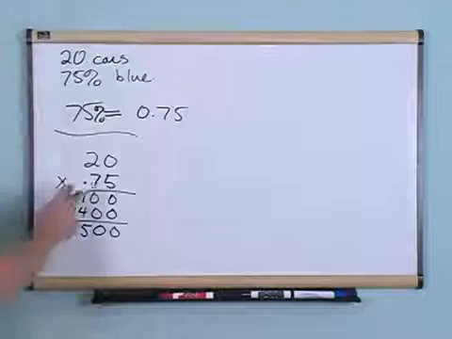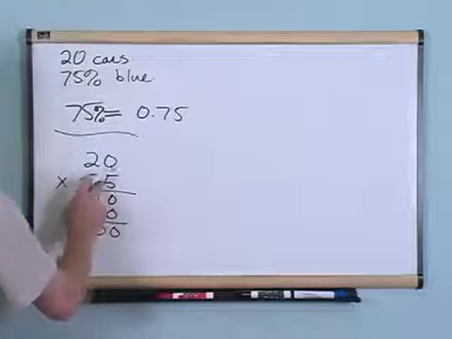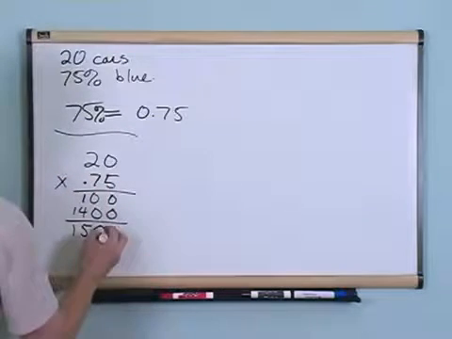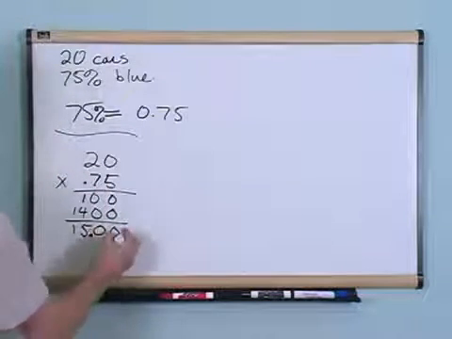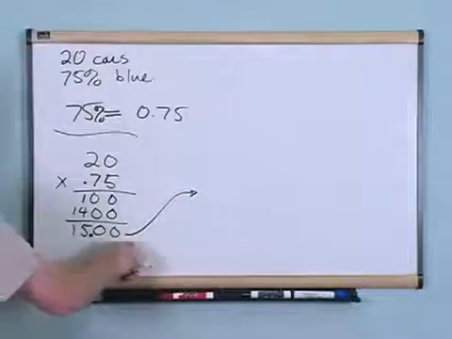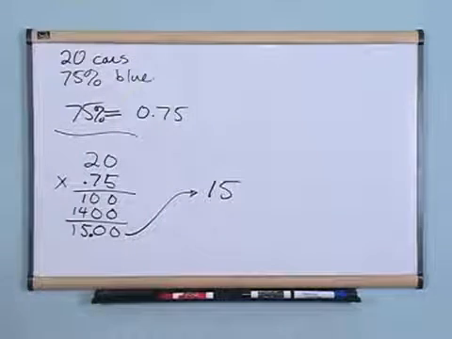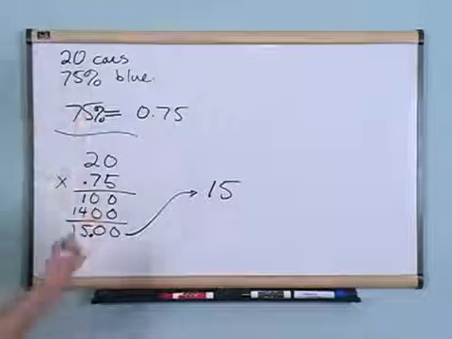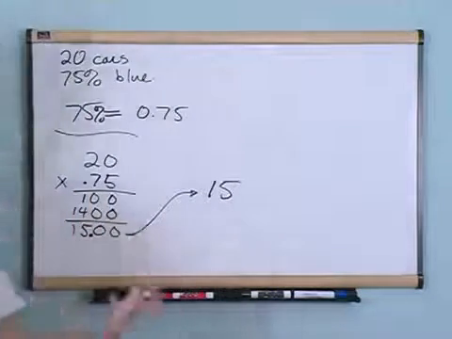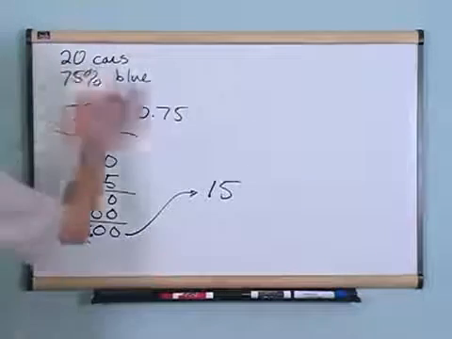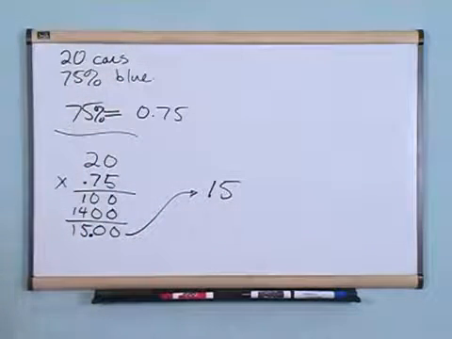And then we have 2 digits after the decimal. So we start here and we go left 1, 2. Put a decimal point here. 15.00 is the same thing as 15 cars in the parking lot are blue. And that makes sense because if 75% of them are blue, that means a majority of them are blue. Okay? And so out of 20 cars, 15 are blue. So the answer kind of makes sense.